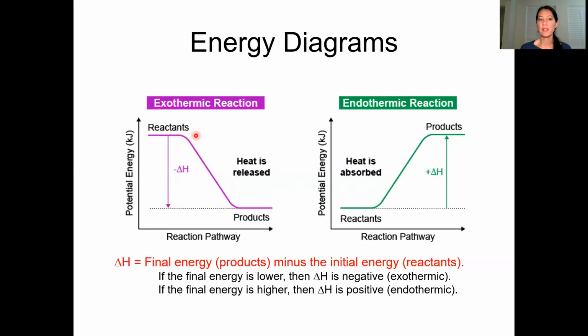So the difference between these two, and again, it's the energy of the products minus the energy of the reactants. The reason why it ends up negative with exothermic is the product energy is a smaller number. So a smaller number minus a bigger number, you get a negative delta H, exothermic. Opposite for endothermic: reactants are down here, and overall you gain energy as you go to the products.